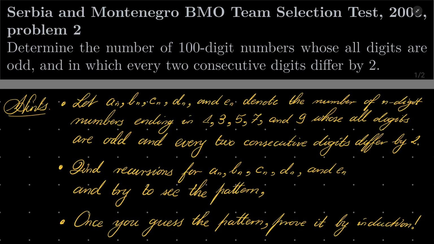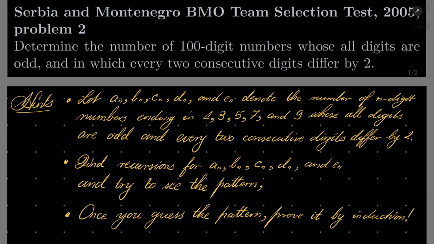Here are my hints. Let A_n, B_n, C_n, D_n, and E_n denote the number of n-digit numbers ending in 1, 3, 5, 7, and 9, respectively, whose all digits are odd and every two consecutive digits differ by 2. So we are defining 5 sequences and finding recursions for every one of these sequences. It's possible to find the general result for this recursion, but it's probably easier to write a bunch of terms and see the pattern emerging. And once you see the pattern, write your guess and try to prove it by mathematical induction. So I'll give this problem a try and I will see you in a minute.